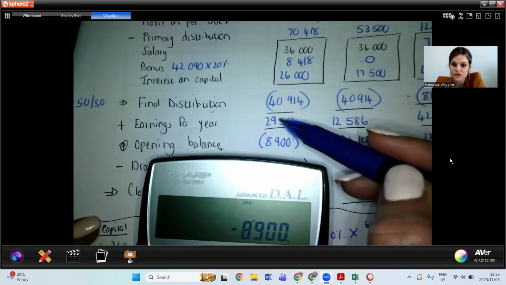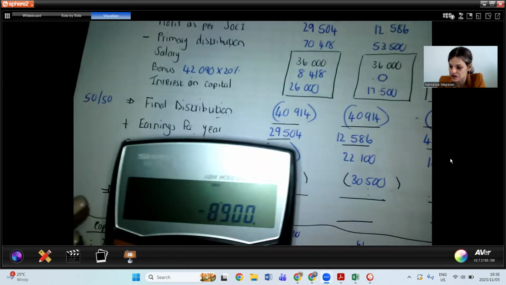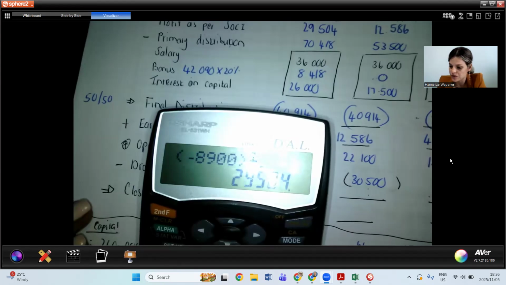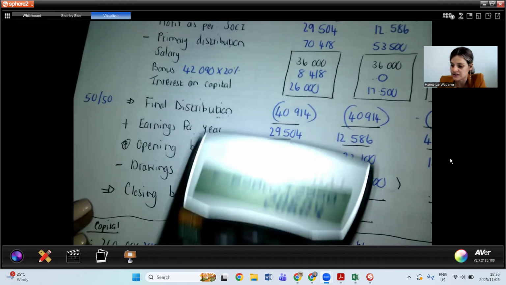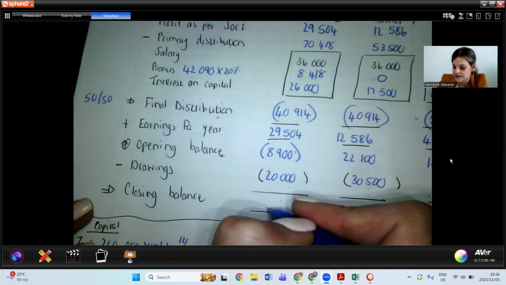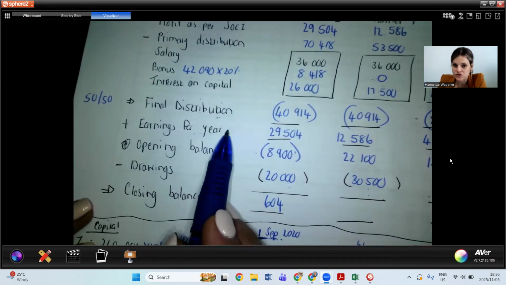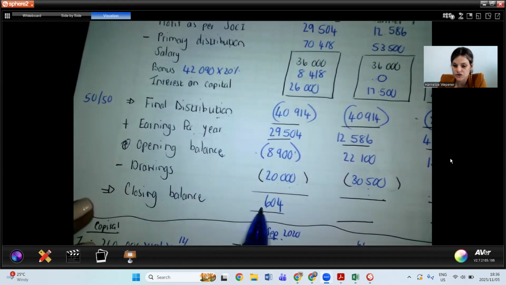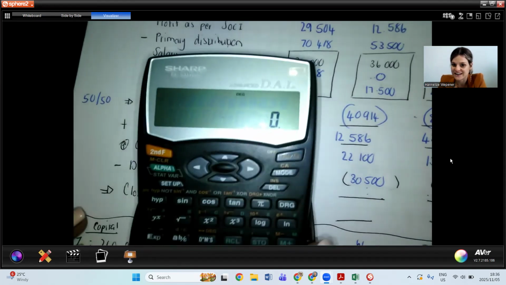Plus your total earnings for the year, 29,504, gets you to that over there. However, you already took some stuff, and the stuff that you took was 20,000 Rand, so minus 20. So you are still entitled to 604 Rand in this current account. So started with an opening balance, added to that your primary plus final distribution minus your drawings to get to your closing balance. Then this one is going to be easier to do because of the light.